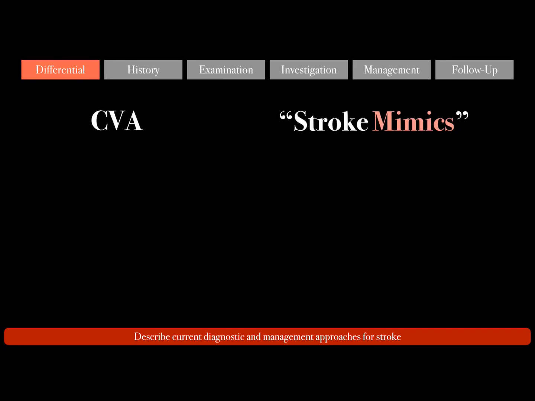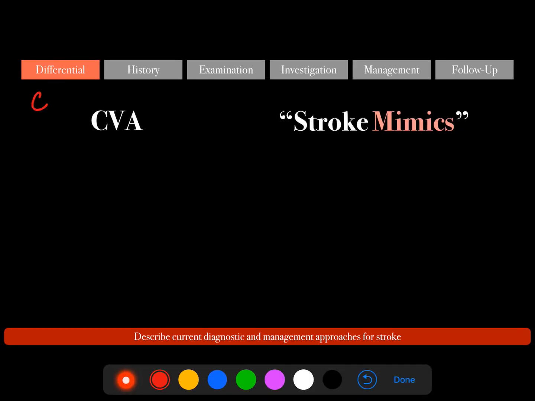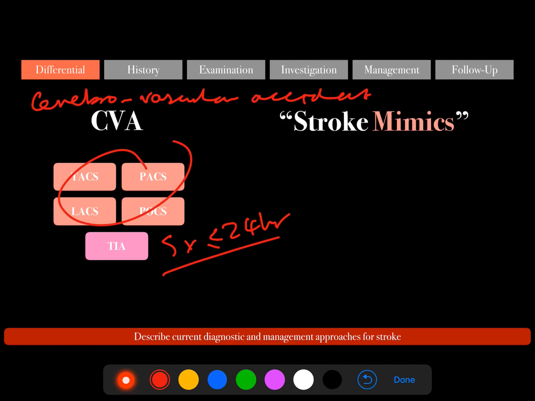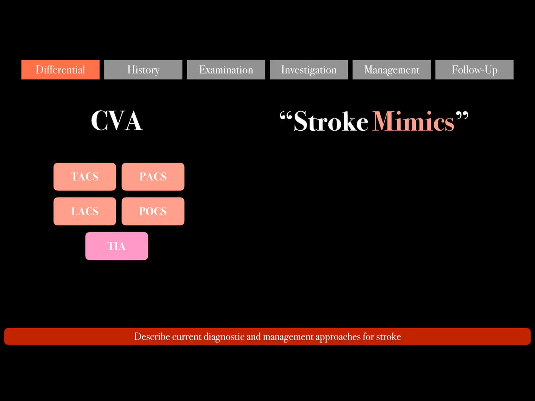Let's start with differential. CVA is the posh term for a stroke. It's a cerebrovascular accident, so brain vasculature accident. It's an acute thing that happens. It can be a TACS, PACS, LACS, or POCS, also a TIA, which means that symptoms entirely resolve in less than or equal to 24 hours. So if you have a TIA for longer than 24 hours, it's a TACS, PACS, LACS, or POCS. It's a stroke, it's not a TIA.